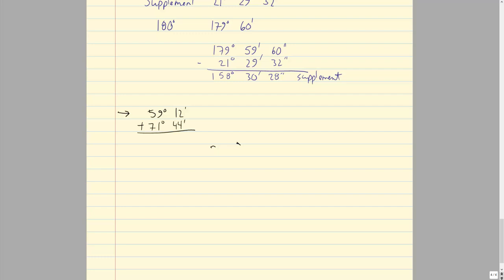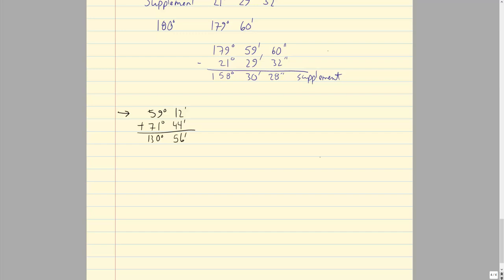Well, adding these together, 12 plus 44 is 56 minutes. And then over here, I have 130 degrees. So adding these two together, I'd have 130 degrees, 56 minutes. Now, part of the problem that I'm going to come up with here, if I'm adding and I get more than 60 minutes, is I'm going to have to convert that into a degree.